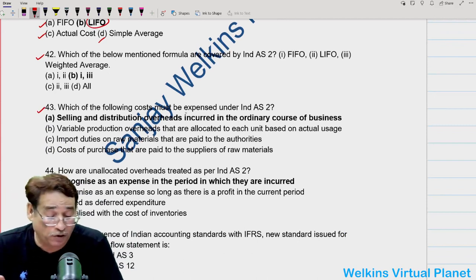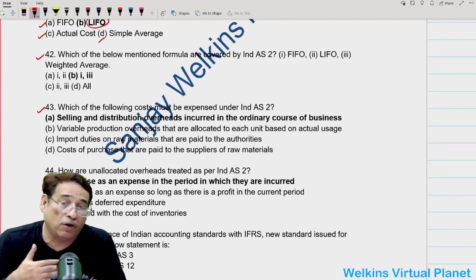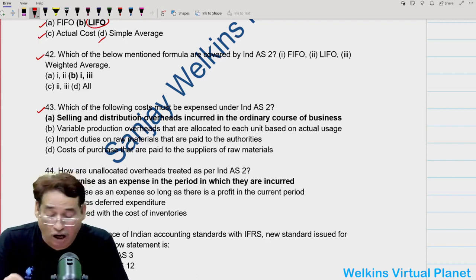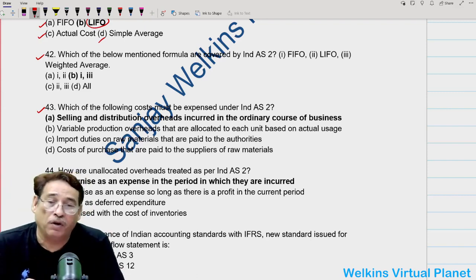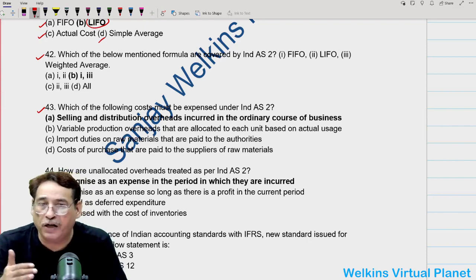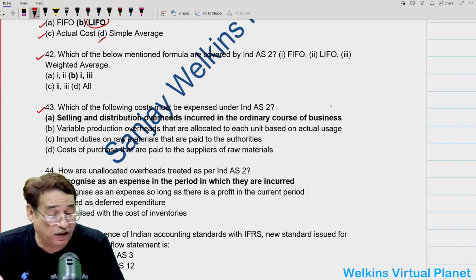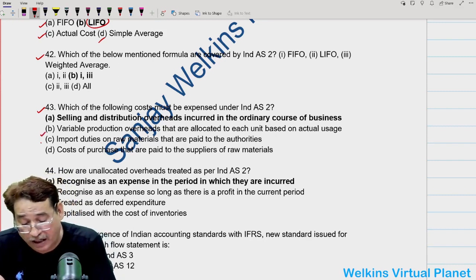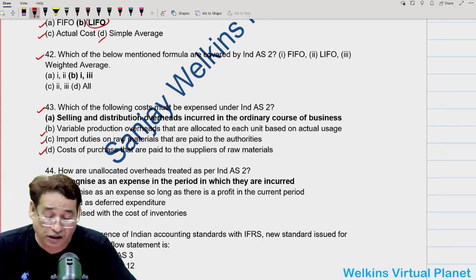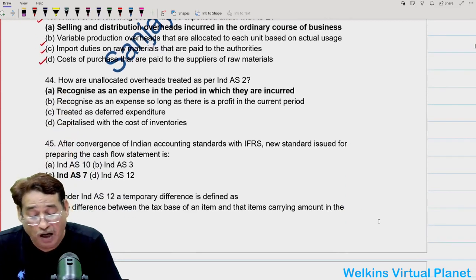Which of the following costs must be expensed under Ind AS 2? Which of the costs should be expensed? That means out of the costs given to you, which should not be capitalized, which should not be made part of the inventory? Selling and distribution overheads incurred in the ordinary course of business. Obviously, we can never make them part of the inventory, whereas all these other items will be made part of the inventory. So your answer should be A.